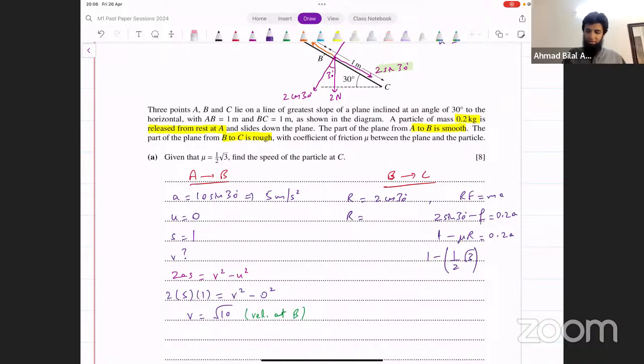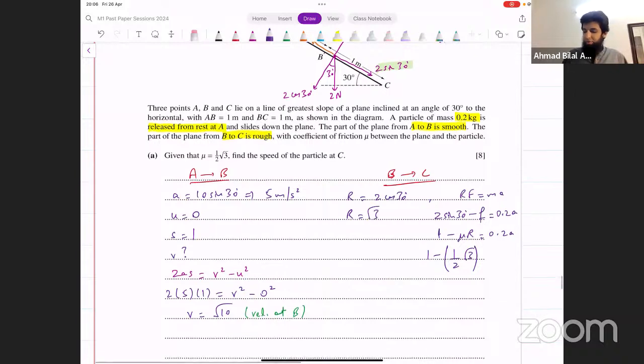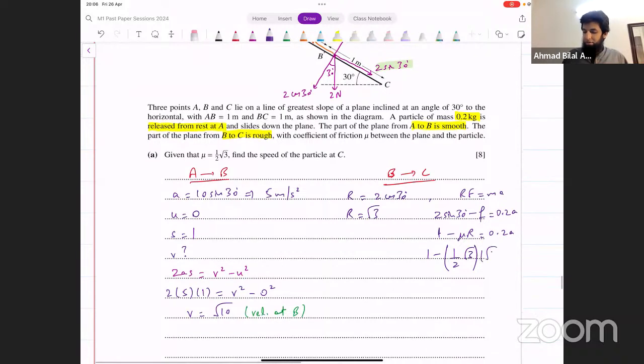Why am I not getting an exact answer? Okay, my calculator is in radian mode. Let me change that. 2 cos 30, that's √3. So R is turning out to be √3. Let's put that here as well. R is √3. That equals 0.2 times acceleration.